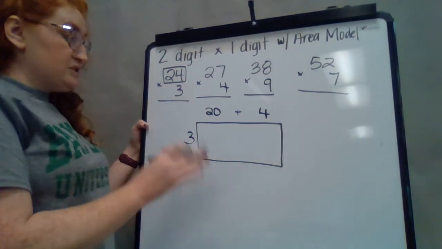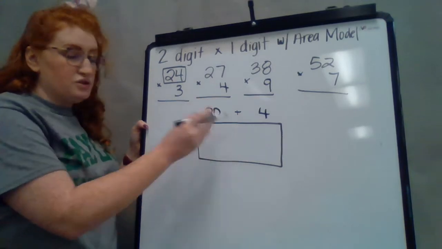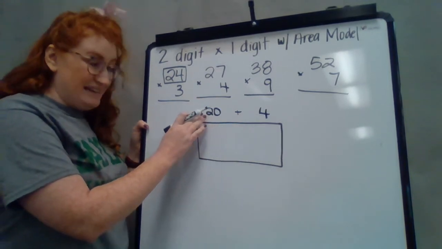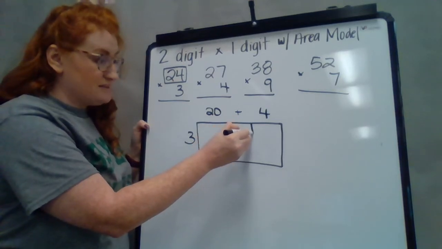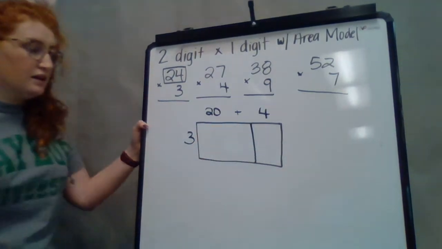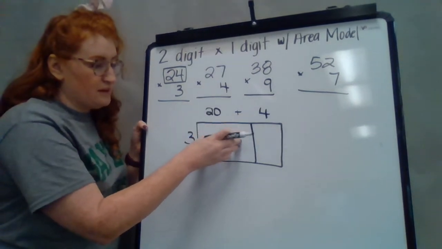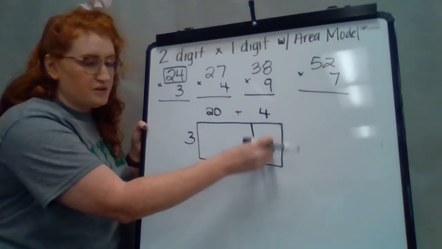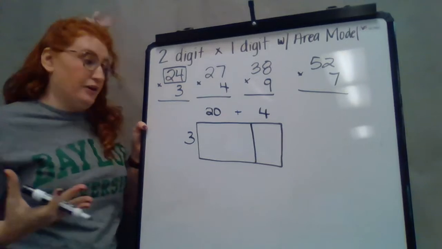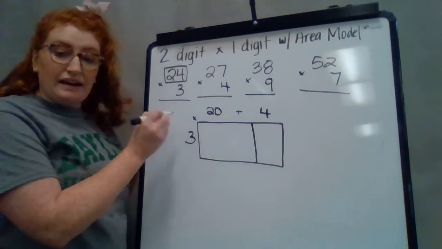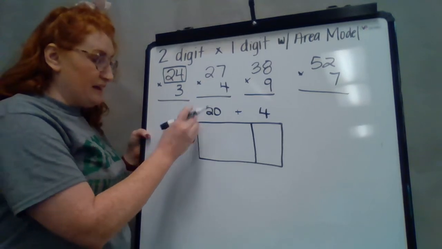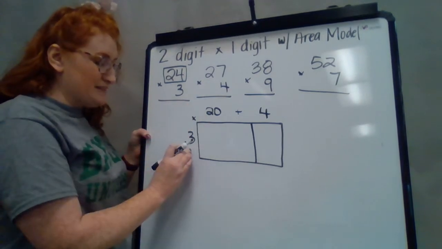But before we can start, we have to split this box to show area. 20 is a larger number than 4, so it's going to have more space than the 4. 20 takes up more room, so its spot is bigger, and 4 is smaller, so it has less space to take up in the area model. So we're going to start. I like to put a little multiplication sign right there, so it reminds me that I am multiplying what's up here by what's over here.